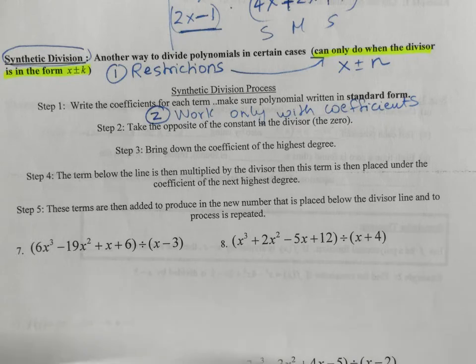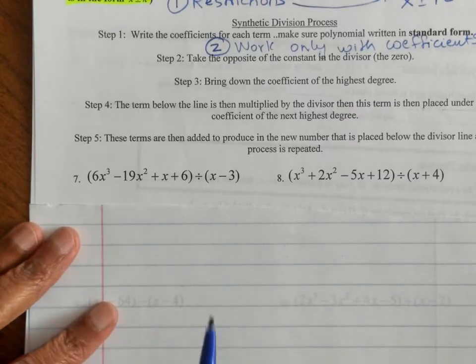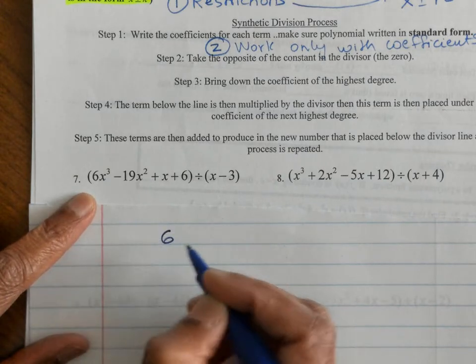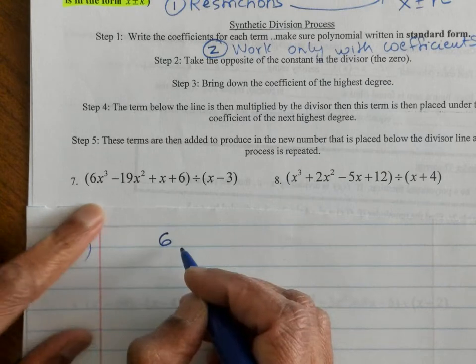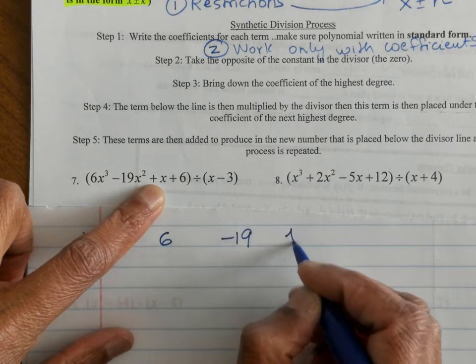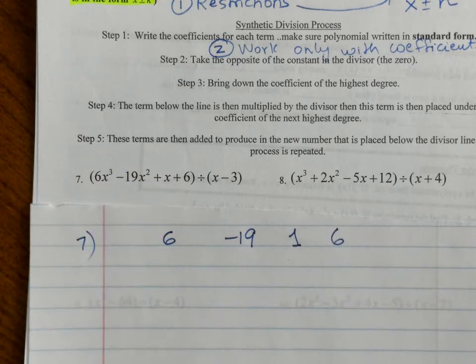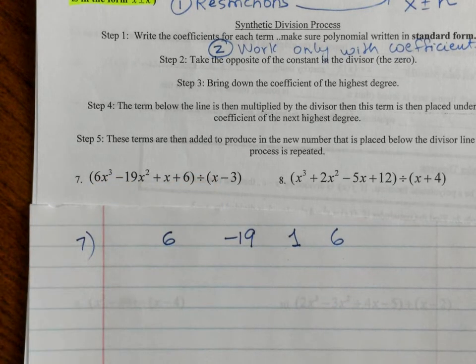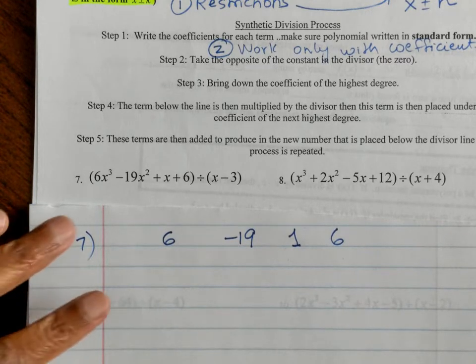And so let's go ahead and start this. The way you do this, remember what I said, you work only with the coefficients. So I'm doing number 7: 6, negative 19, coefficient of x is 1, and 6. In synthetic division you have to be really careful that it has to be in standard form, so it has to be x cube, x square, x and constant. If it is mixed up, you have to write it in standard form. Second, any missing term you have to fill in. It is even more important for synthetic division because you're working only with the coefficients.